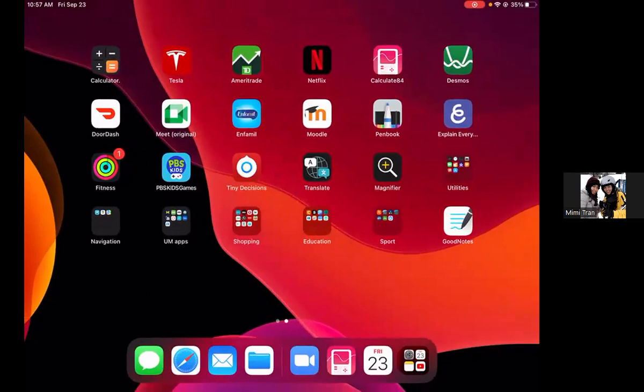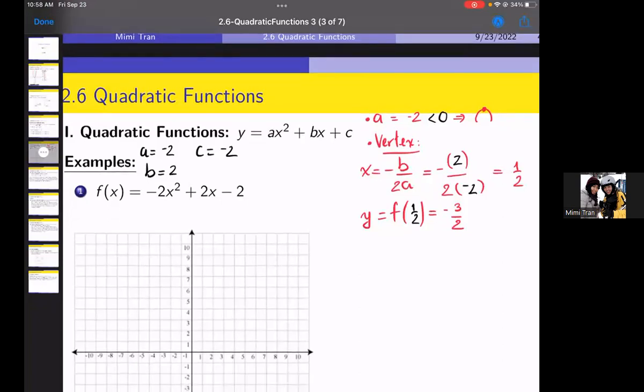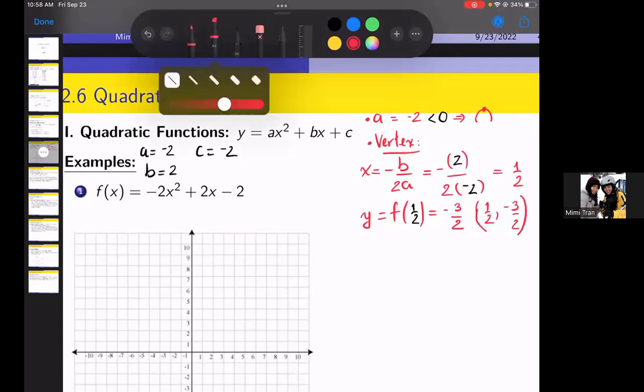So on the exam, you don't have to show me the little steps. Use calculator when you can. So the vertex is 1/2, -3/2. I highlight it because I need it later.